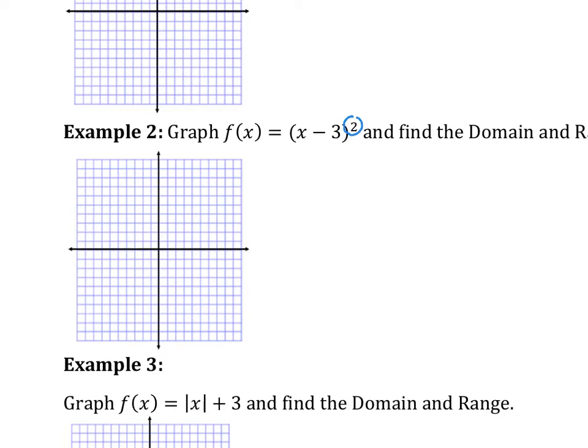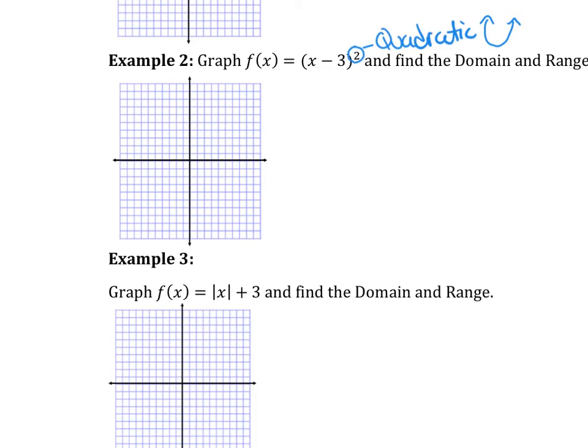What's this little 2 mean that's outside the parentheses? Squared, which means it's a quadratic. And a quadratic graph has a U shape, so you want to make sure that when you're graphing on your calculator, the graph you sketch on your notes looks like a U. Okay, what about example 3?